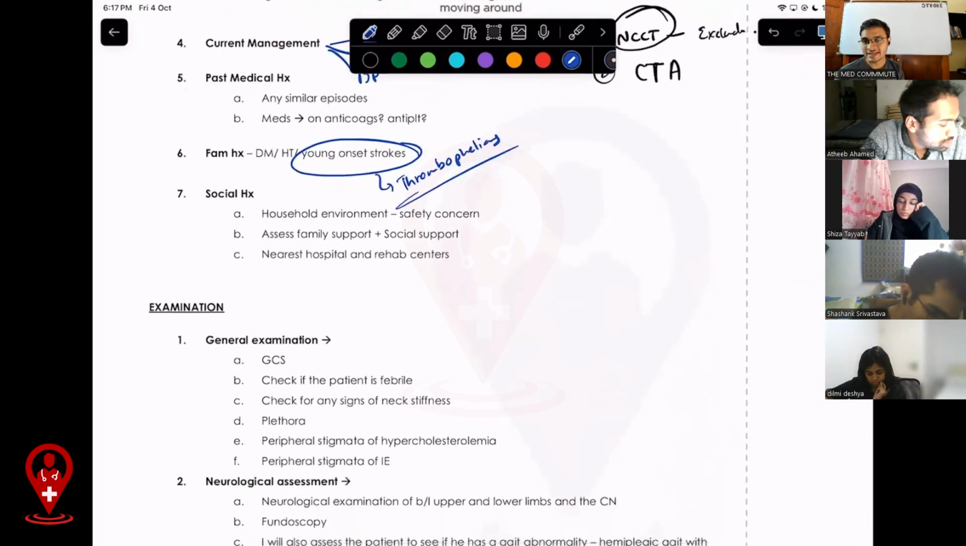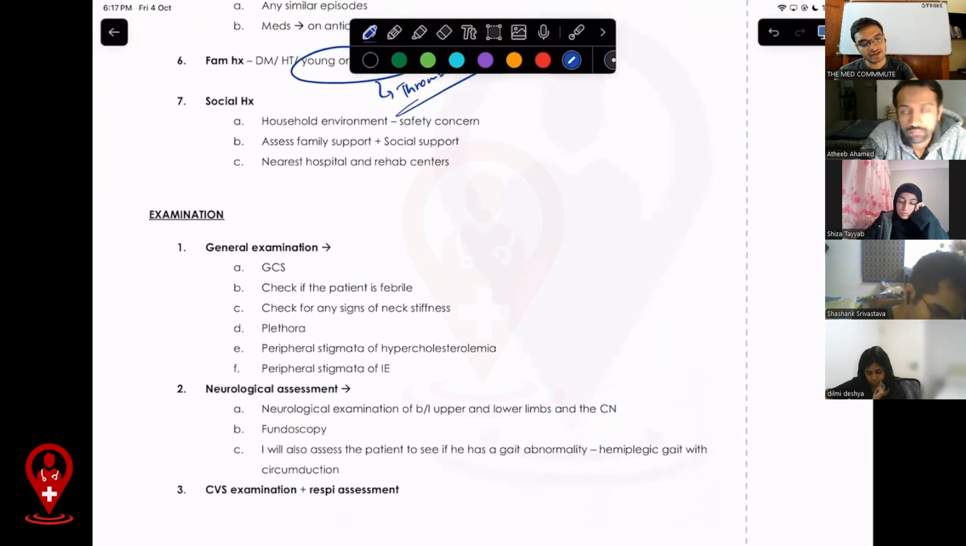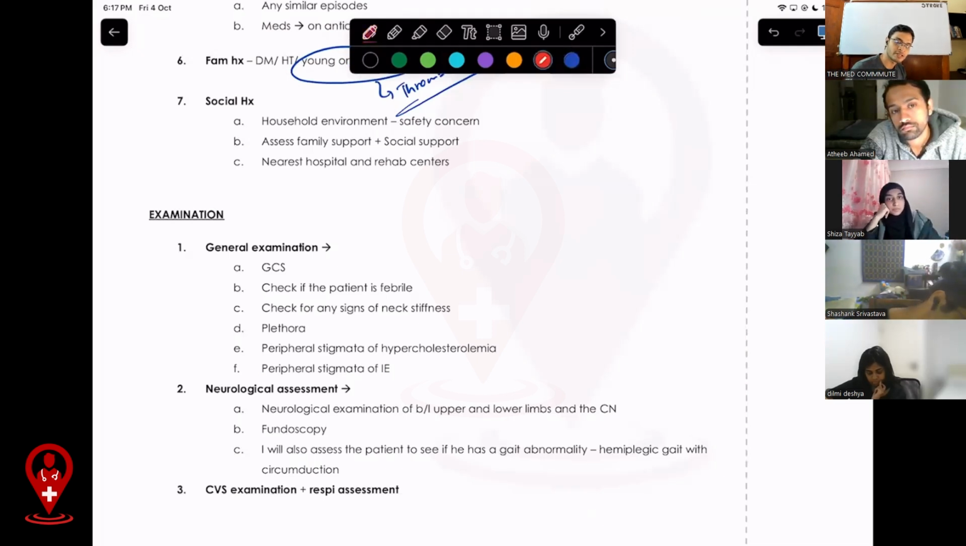That is about the basic history taking. Then we'll come to the next thing, guys, the examination. When we are talking about the examination, what do we want to look for in this patient? The first thing is the general examination. We want to obviously make an assessment of the Glasgow Coma Scale. You all know the full score is 15. If it is less than 8, we usually have to intubate the patient. So it is very important to assess the GCS.